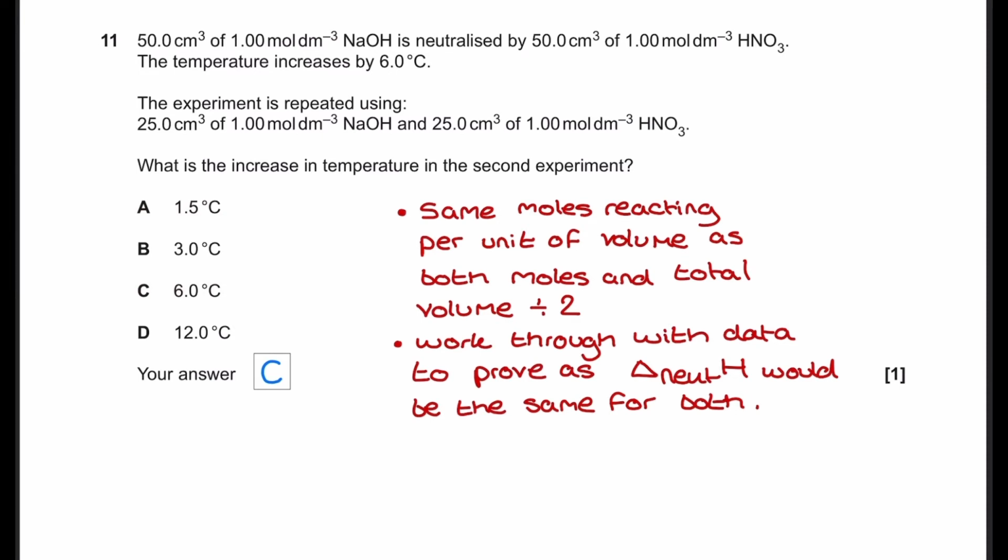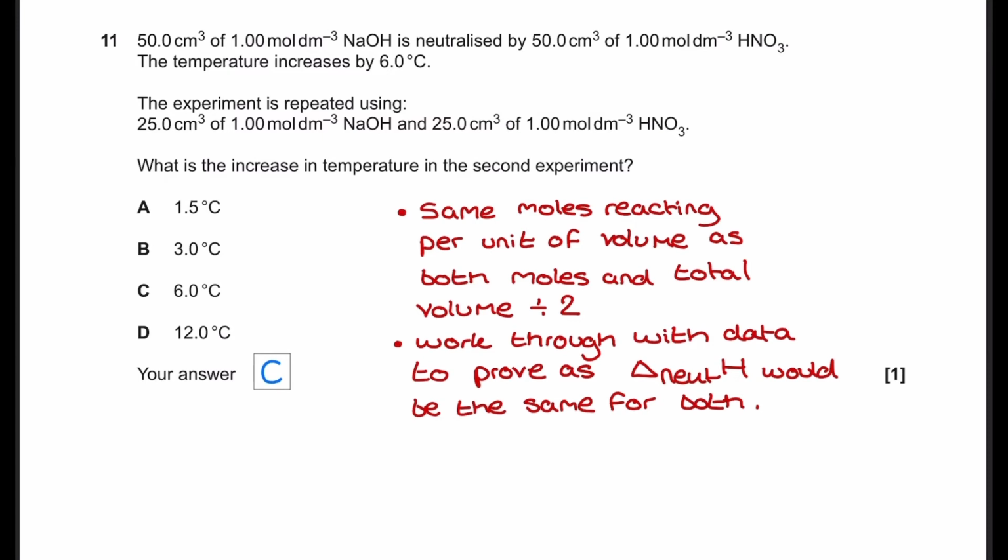Because lots of people look at that calculation and think, right, the moles are halving, so therefore there's less reaction taking place, so it must be half as well, and so it's got to be B. But if we actually were to look at the number of moles reacting per unit of volume, since the volume and the mole values both halve, we expect to see the temperature change stay the same.